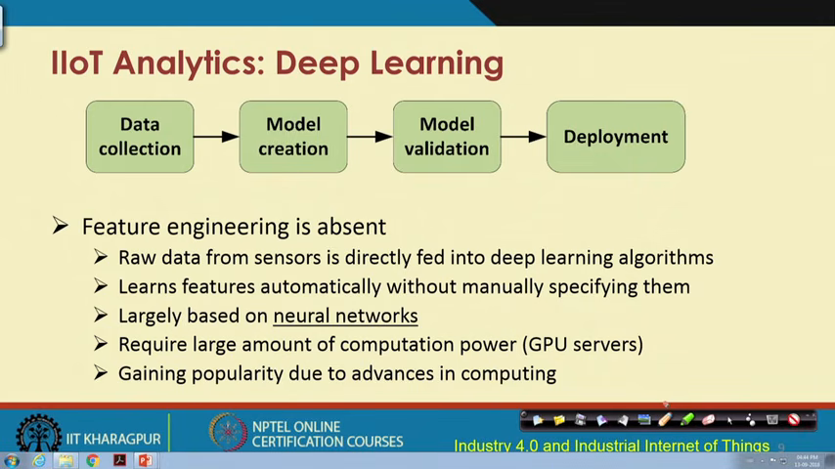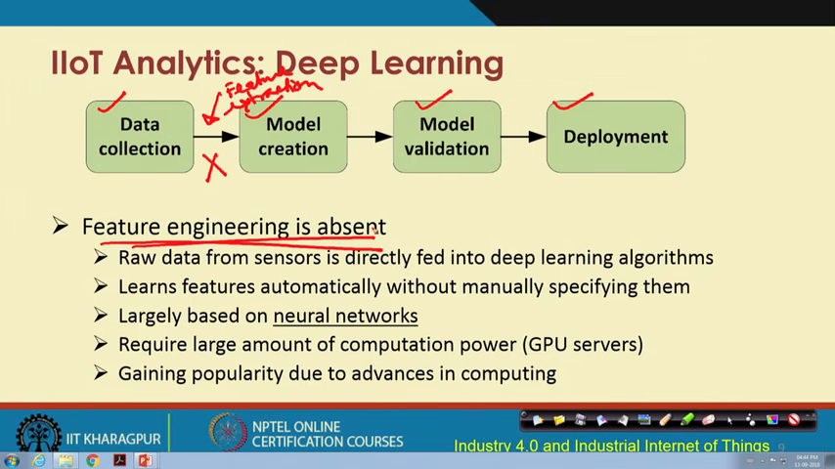Was done, in deep learning you do not have that provision. So, there is no feature engineering aspect present. If you look at this overall block diagram, we have data collection, model creation, model validation and deployment. What is absent here, unlike in machine learning, is feature extraction, which was there in machine learning but is not there in deep learning. So, feature engineering is absent.